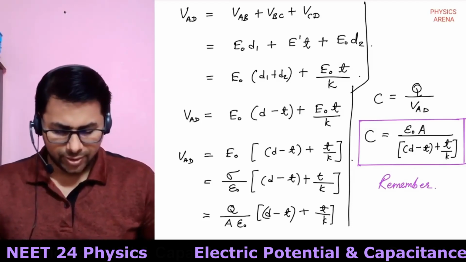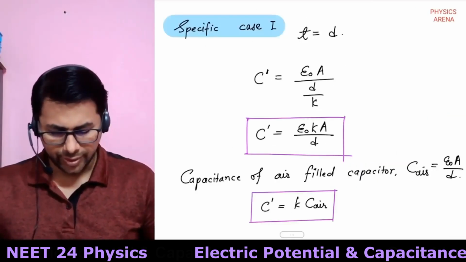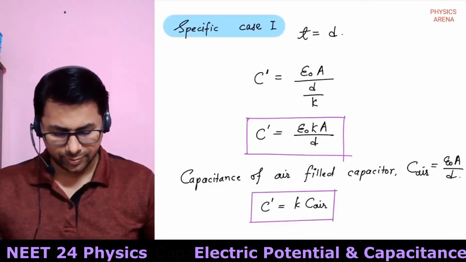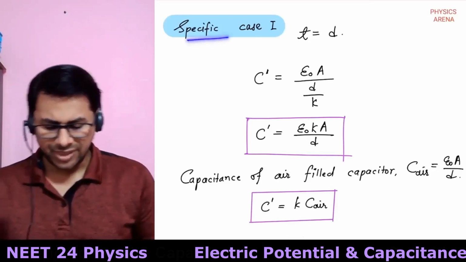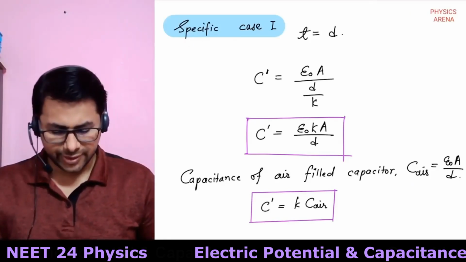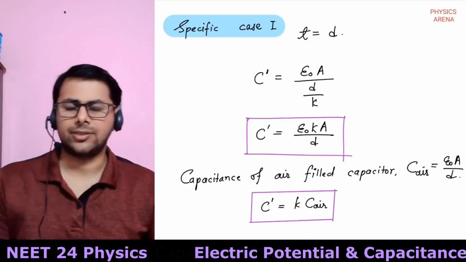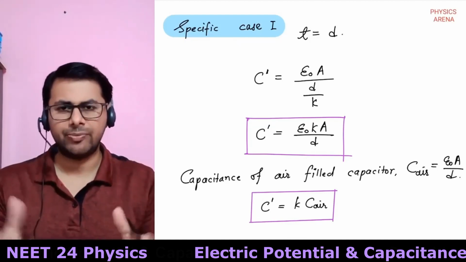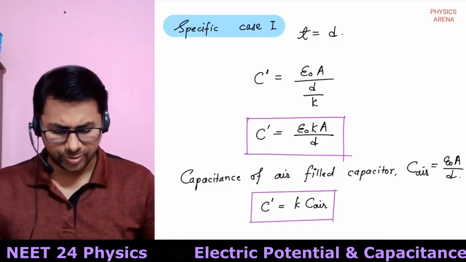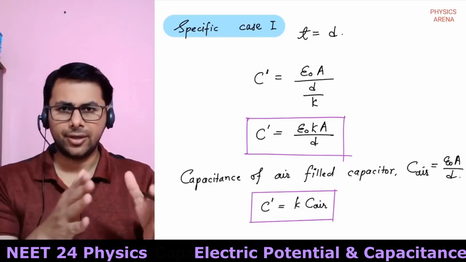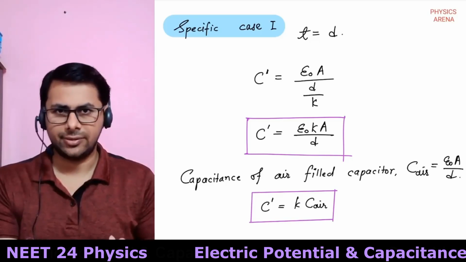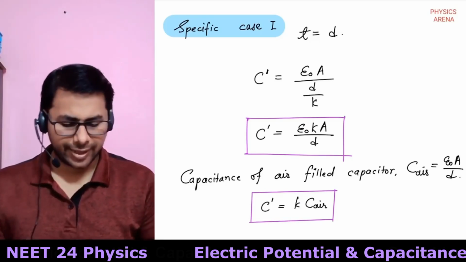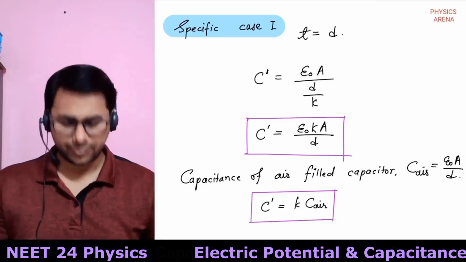So yeah, this specific case, we have discussed earlier: what happens to the capacitance when you insert a dielectric in between the plates of the capacitor. So capacitance becomes what? K times the original capacitance, right? Because the electric field falls by E by K.